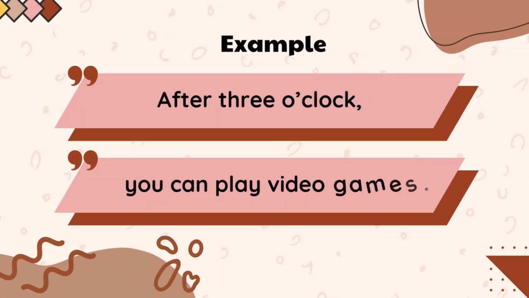Next, we have a very similar sentence, but it's slightly different. After 3 o'clock, you can play video games. Again, our independent clause is you can play video games. We have that subject-verb pair, you can, and that could stand on its own as its own sentence. You can play video games. But this time, we start with just an introductory phrase, not a dependent clause. After 3 o'clock, you can play video games. Well, after 3 o'clock doesn't have any kind of verb in it. It's just a prepositional phrase used to introduce our sentence.